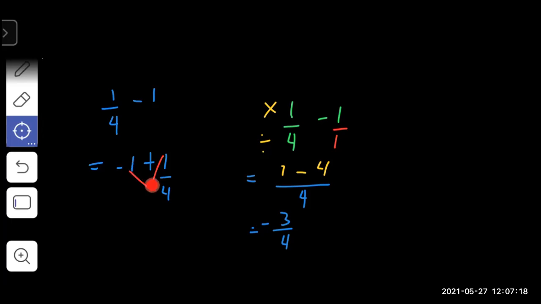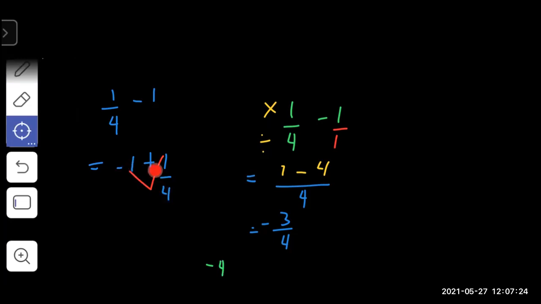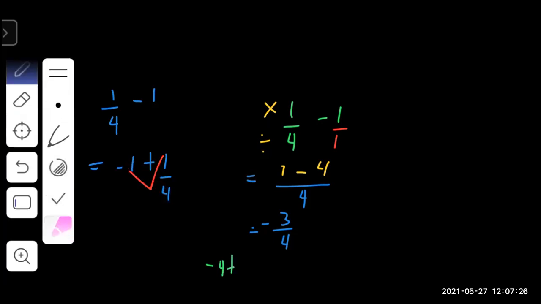Take a look. -1 times 4 is what? -4, right? Okay, plus 1 is -3, and you copy the denominator, which is the same.